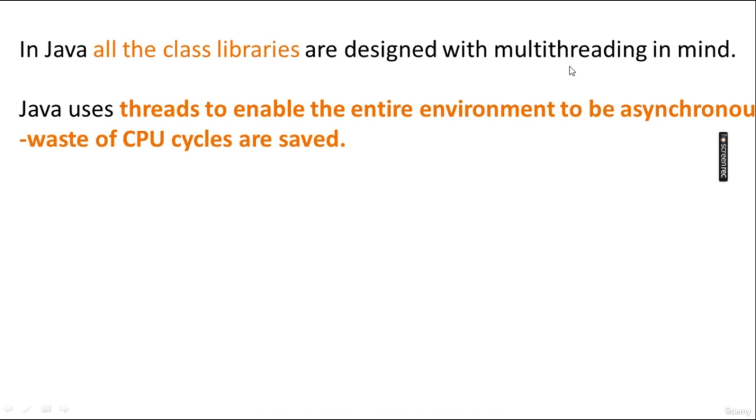Java uses threads to enable the entire environment to be asynchronous, and the rest of the CPU cycles are saved. So Java is using threads to enable the entire environment to be asynchronous, and CPU idle time is kept as minimum as possible.